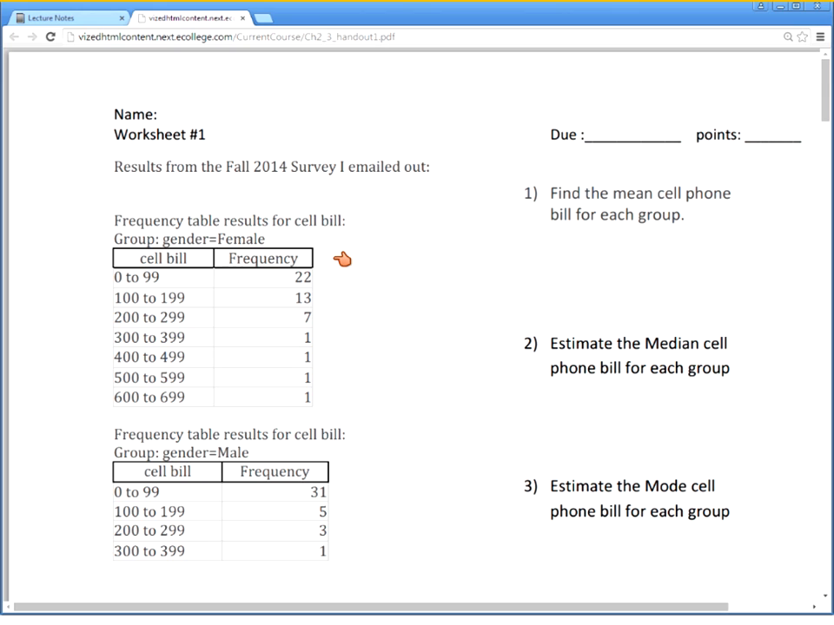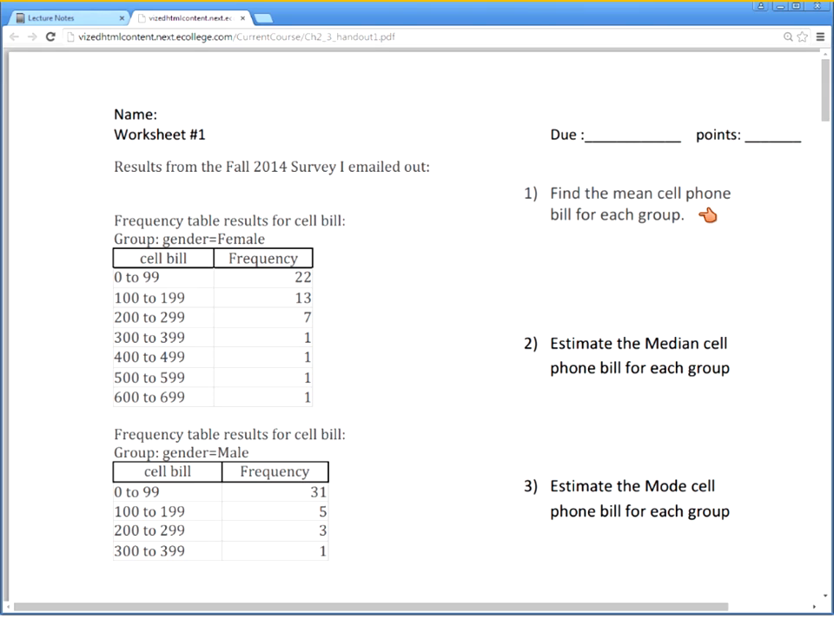Now, this table represents results from a survey that I sent you. And this is actually from a previous semester, but the results are usually similar. What I do is the survey that I sent you for the current semester, I use that for my exams. So the exam questions that I get are going to be from the survey. So you'll see your results on the midterm when you take it. I can give you a frequency table just like this one, and I can ask you to find the mean.